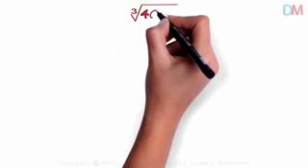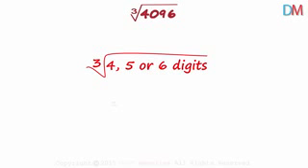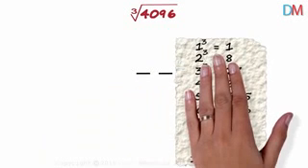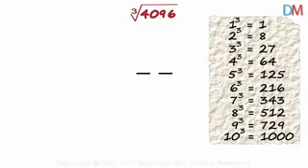What is the cube root of 4096? To find this really quickly, there are just two things we need to know. First, the cube root of any 4, 5 or 6-digit number will be 2 digits long. As 4096 has 4 digits, its cube root will be 2 digits long. And second, we need to know the cubes of the first 10 natural numbers.